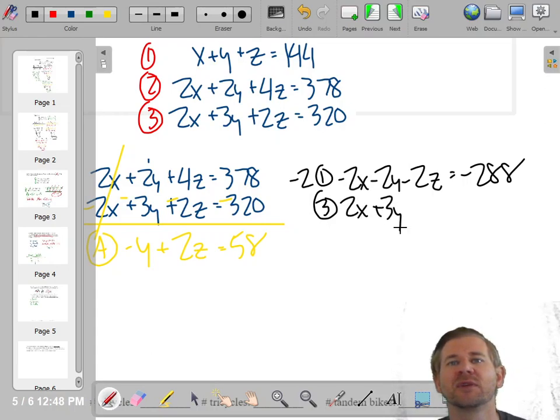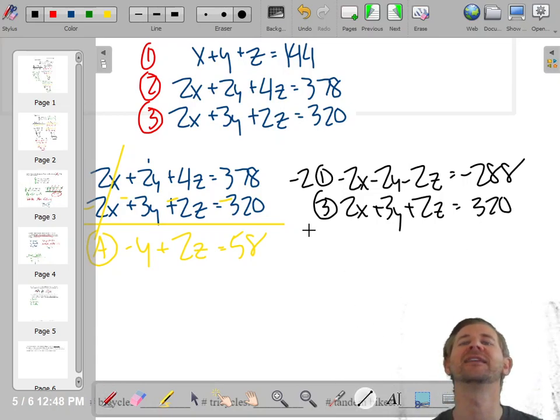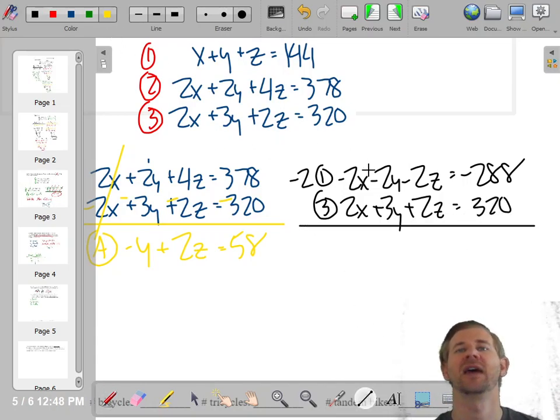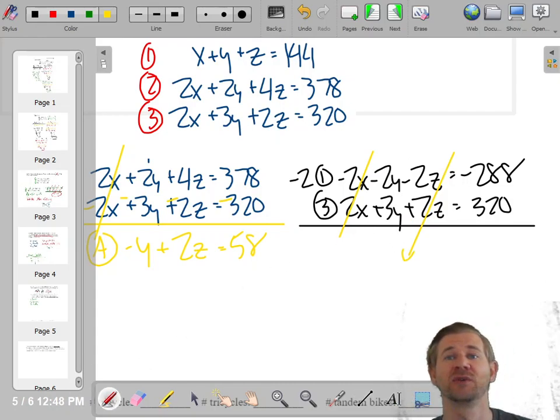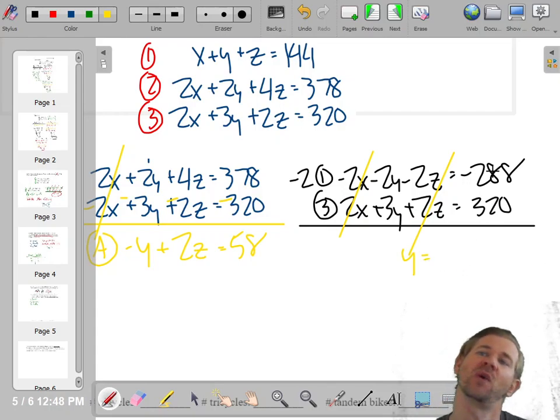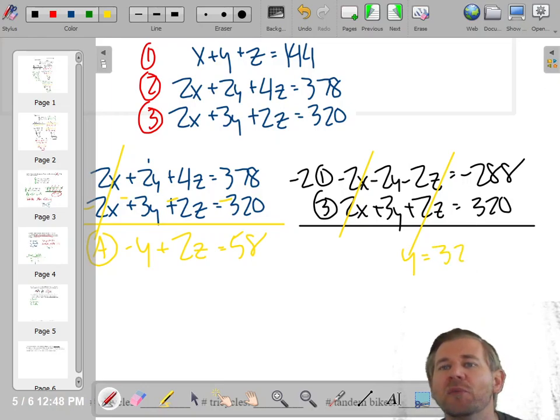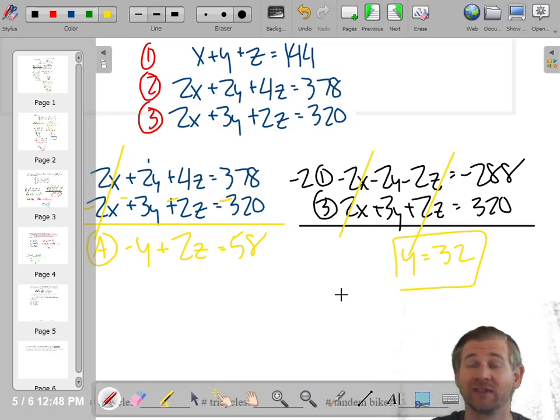2x plus 3y plus 2z equals 320. Look at that. I kind of saw it. Watch what happens. X goes away and z goes away. Sometimes that freaks you out, but it's a win. You should take the win. 3 minus 2 is 1y, and then 320 minus 288 is 32. But we got y. We just got one of the variables.